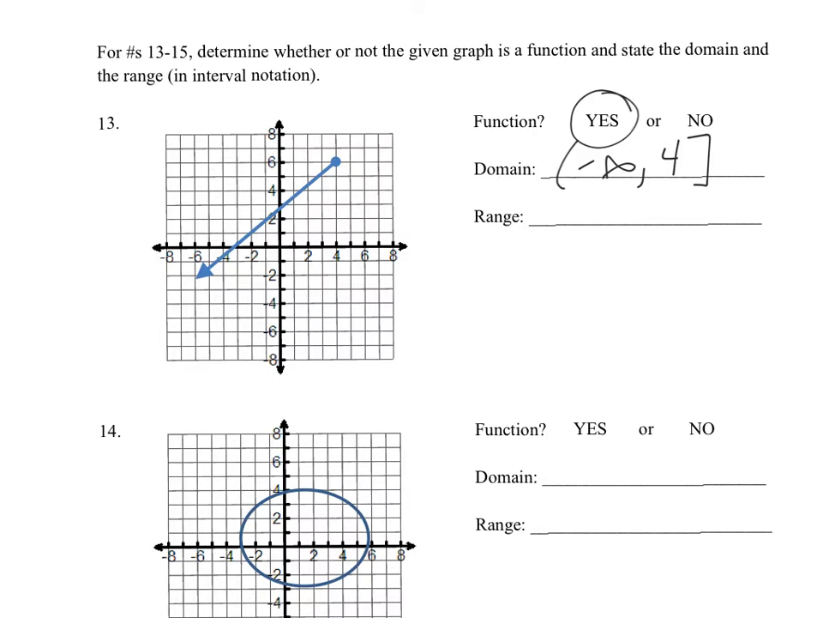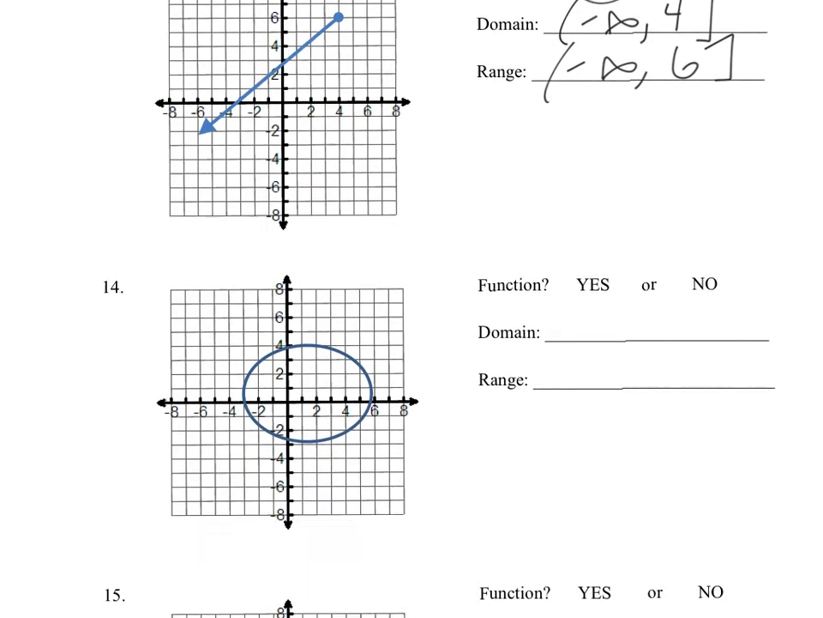Okay, for range, does it go down forever? Yes. Does it go up forever? No, it stops. The highest point that I have here is 6. The y value here is 6, and the range is always the y values. So negative infinity up until 6 with a bracket. There's our domain and range for that one.